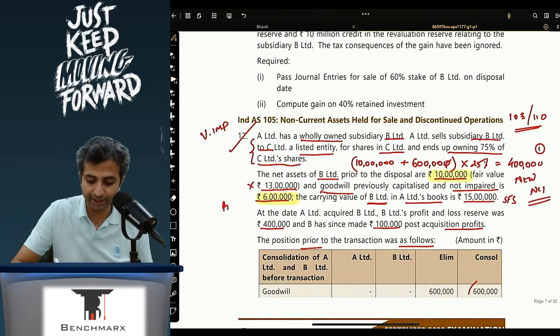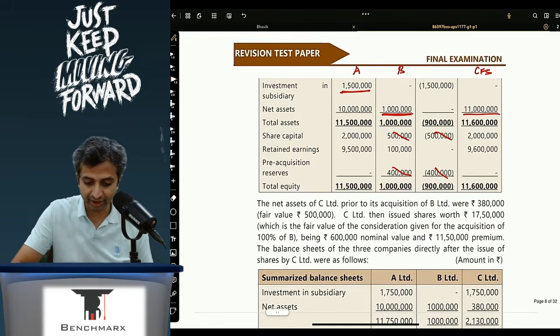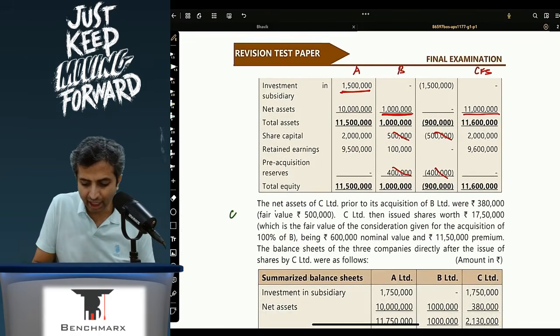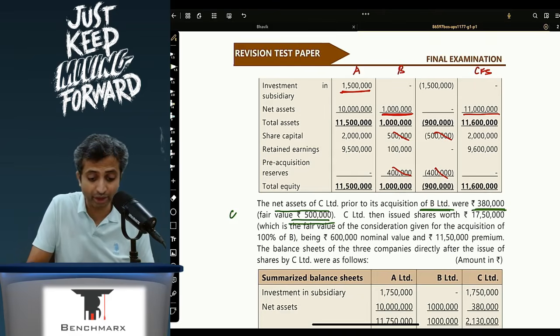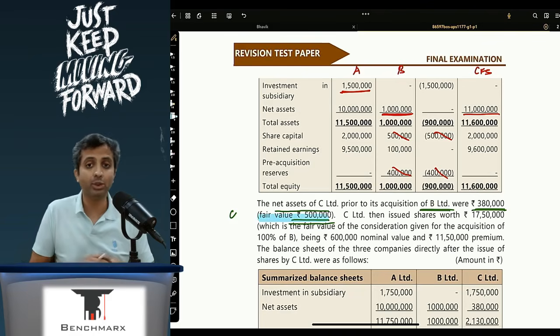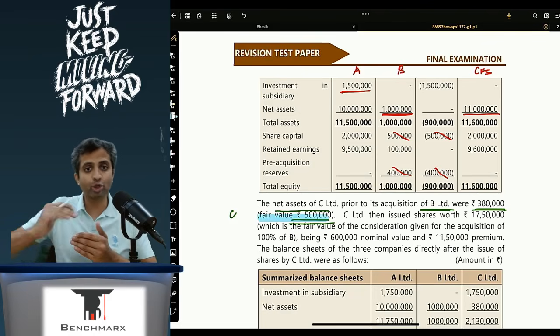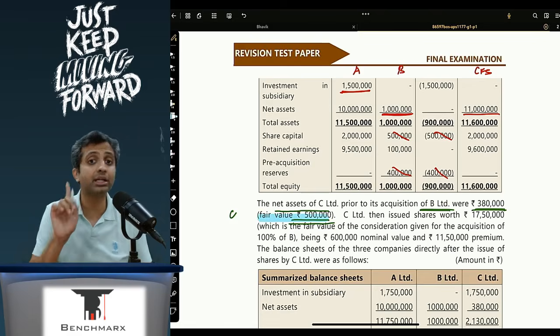So this is B. Then you go to C. Okay, so let me write down C over here with a different color pen. The net assets of C prior to the acquisition of B were 3,80,000. Okay. The fair value of the same is 5 lakhs. Now, am I acquiring control over C? The answer is yes. If I am acquiring control over C, that means I will take over assets and liabilities of C at what value? No, you tell me what value? Fair value. 103 applies and 103 says you will take over assets and liabilities at fair value.